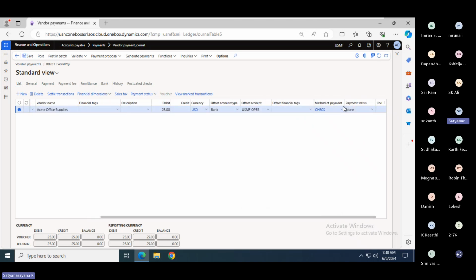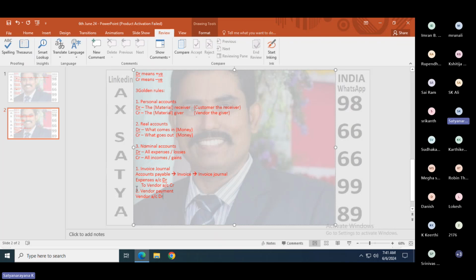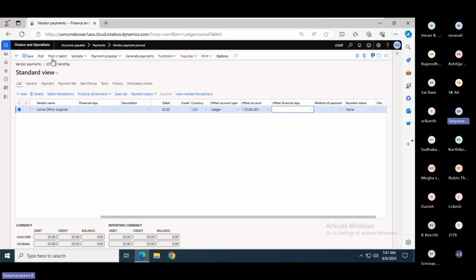So now I'm selecting cash. Suppose I'm selecting petty cash. Let me remove this check. You will understand this slowly later. I'm selecting cash payment. Then automatically debit and credit is applied. So here, at the time of vendor payment, vendor account debit, cash or bank account will be credited. That is what goes out. Here, my money is going out. Okay, so now I'm posting.